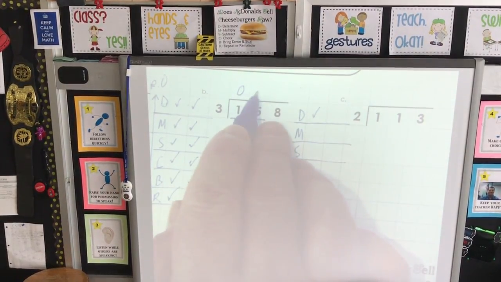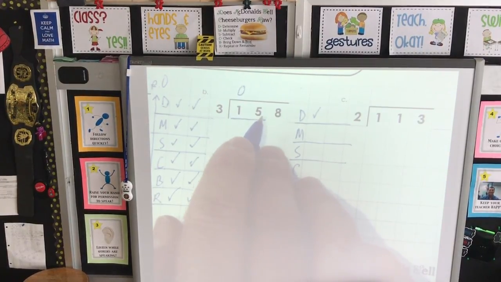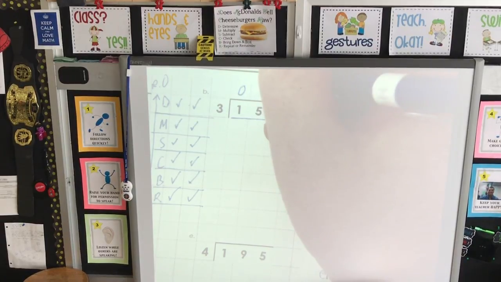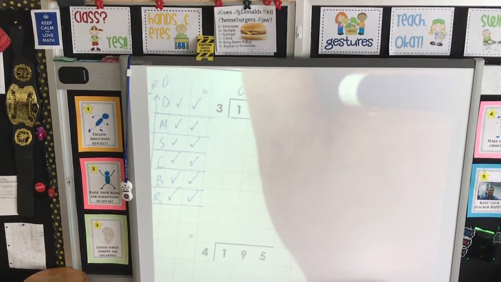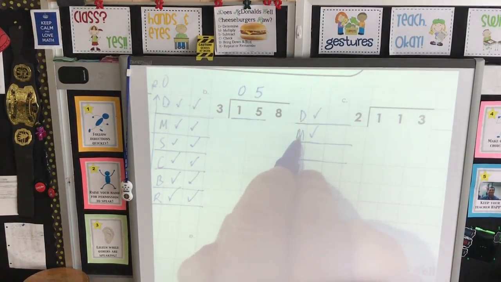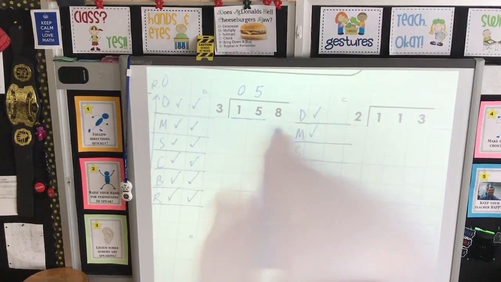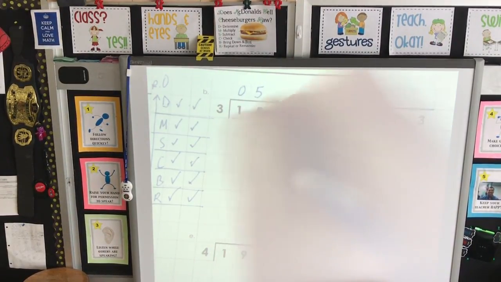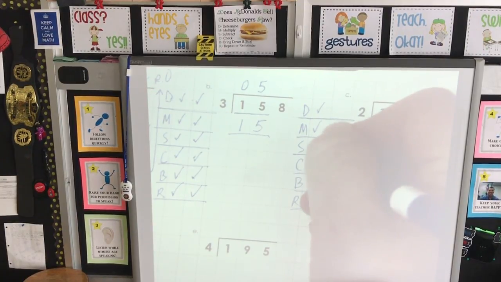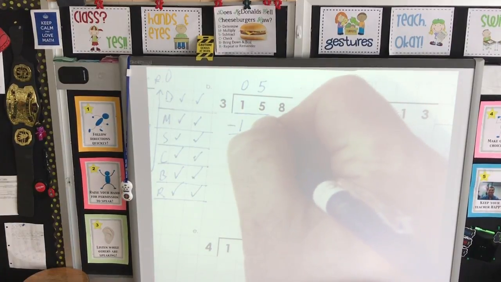Ready, set, go. Say determine, go. Determine 3 times what gets me close to 15 without going over. And your number, Logan. 5, 10, 15. You're right. That gets us right on. So now we're going to go to the M. Ready, set, go. Multiply 3 times 5 equals 15. And then draw your line. Go to the next thing. What's S? Go. Subtract 15 minus 15 equals 0.